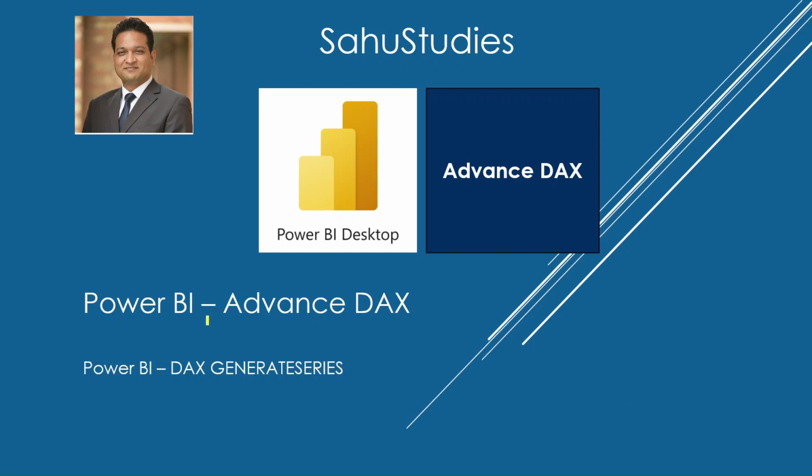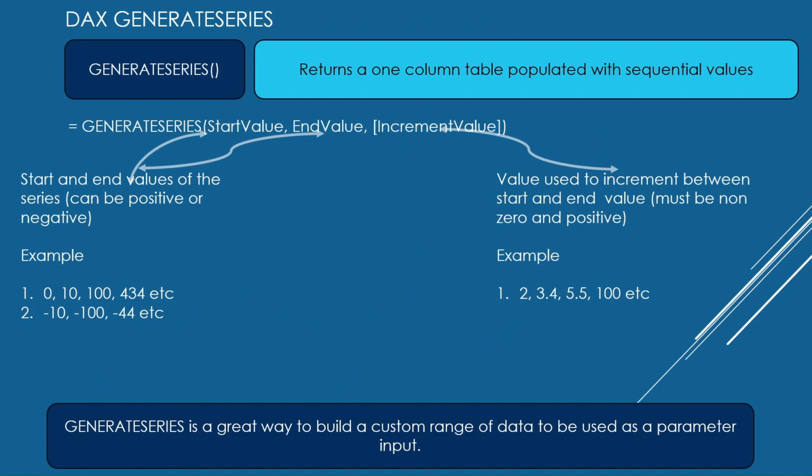In this video, we are going to discuss the GENERATESERIES function in Power BI. So what is the GENERATESERIES function and what does it generally do? The GENERATESERIES function returns a one column table populated with sequential values.